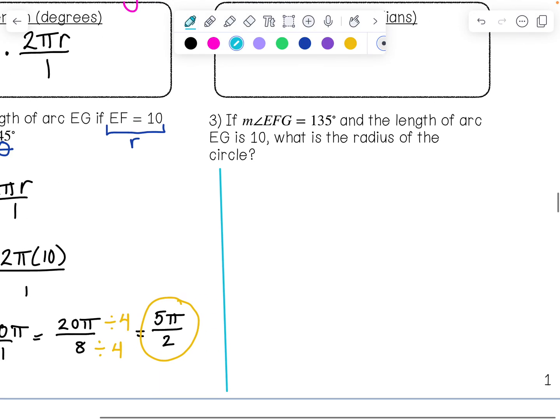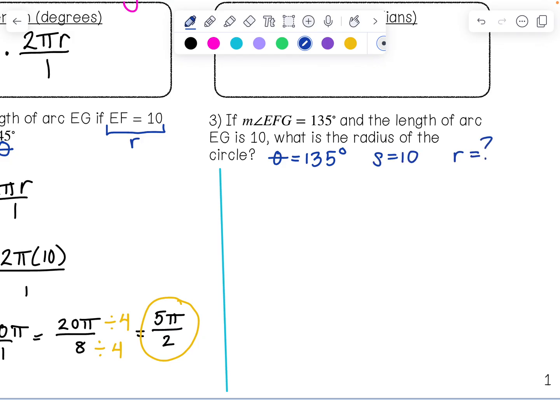So in example 3, we have that the measure of angle EFG is 135. Okay, so we know theta is 135 degrees, and we know that the length of the arc, so S, is 10. In this case, we want to know what the radius is, so that's like our missing variable. So if we write down our formula, S is equal to theta over 360 times 2 pi r over 1. And we're just going to plug in for everything we know and then use our algebra skills.